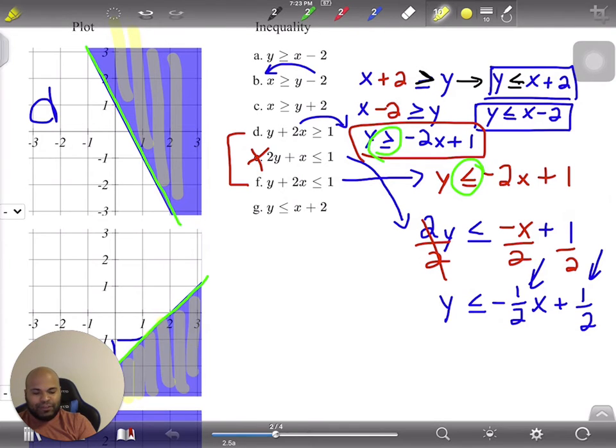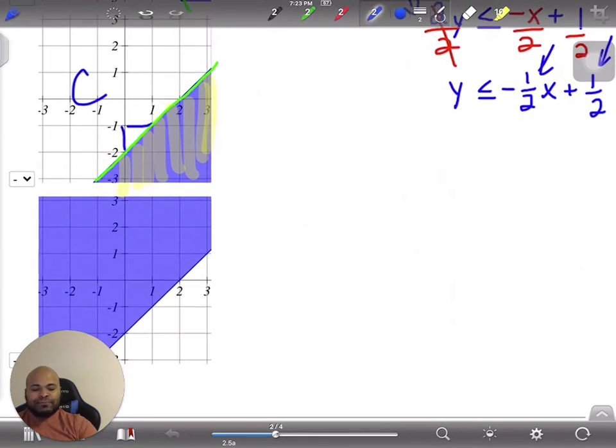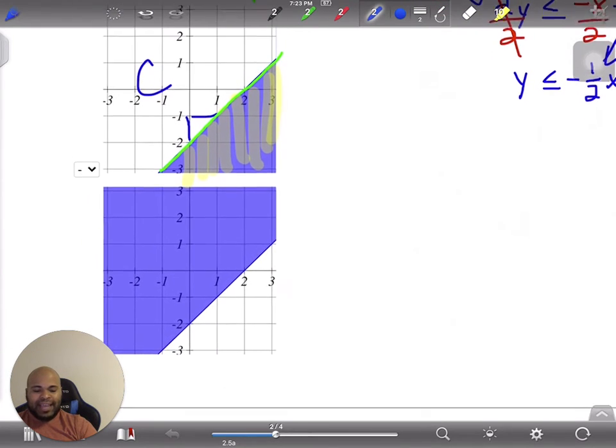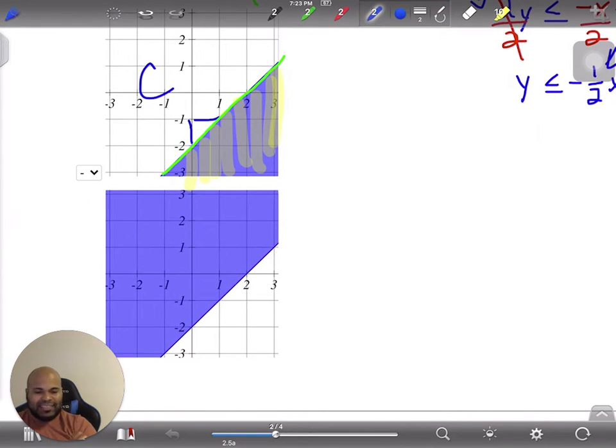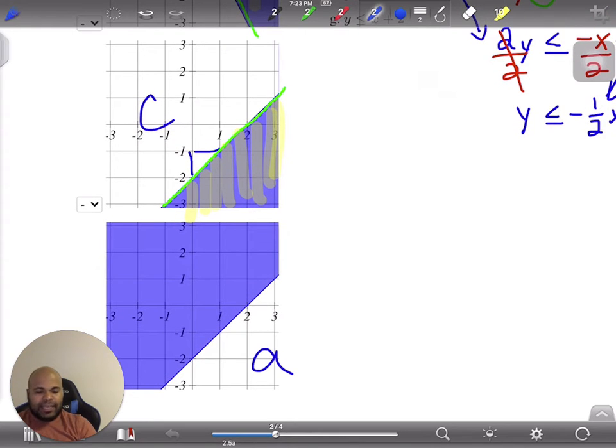From the line, you have to shade down, so it has to be less than. The answer will be C. And then over here, it looks like the answer is A. It's exactly the same graph. I hope that you can see it. It's just shaded above. Okay, so that's how you do that problem.